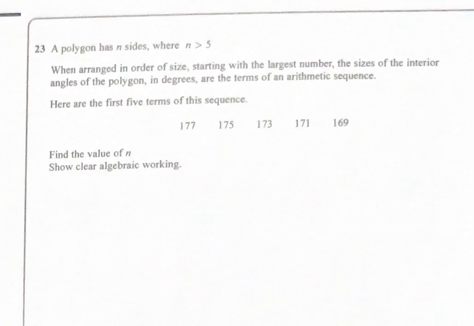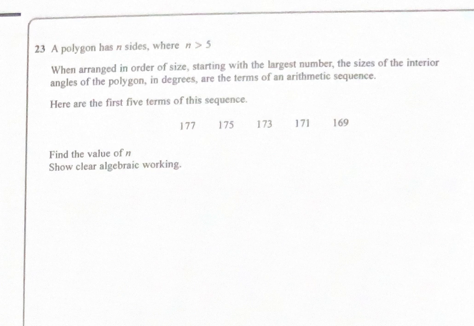23. A polygon has n sides, where n is more than 5. When arranged in order of size, starting with the largest, the sizes of the interior angles of the polygon in degrees are in an arithmetic sequence. Here are the first 5 terms of this sequence: 177, 175, 173, 171, 169. Find the value of n. Show clear algebraic working.